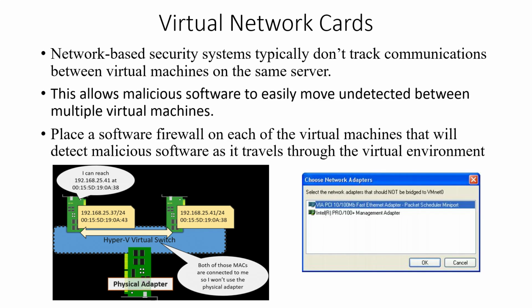The network connection over the virtual network cards also have security vulnerabilities because network-based security systems typically don't track communications between virtual machines on the same server. These systems generally examine traffic only between machines over physical network connections. There are not many network monitoring systems that monitor virtual machines and the single hardware systems, so this allows malicious software to easily move undetected between multiple virtual machines.